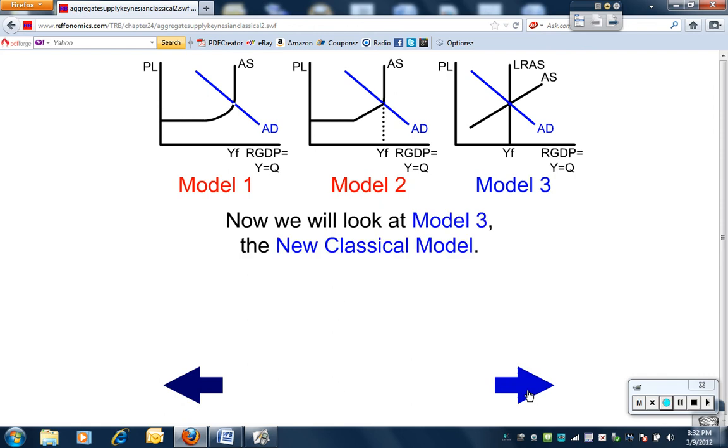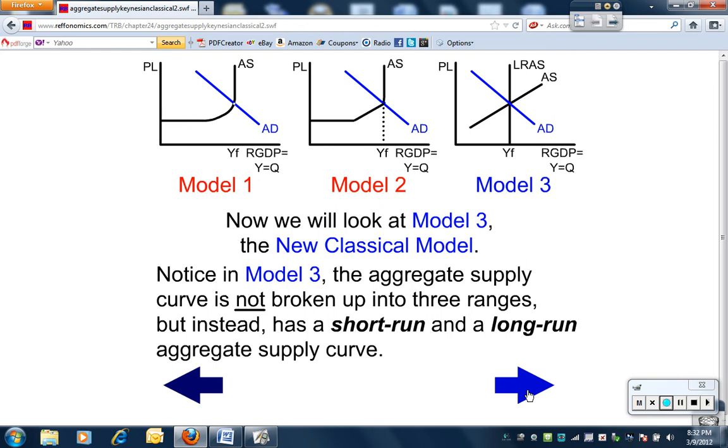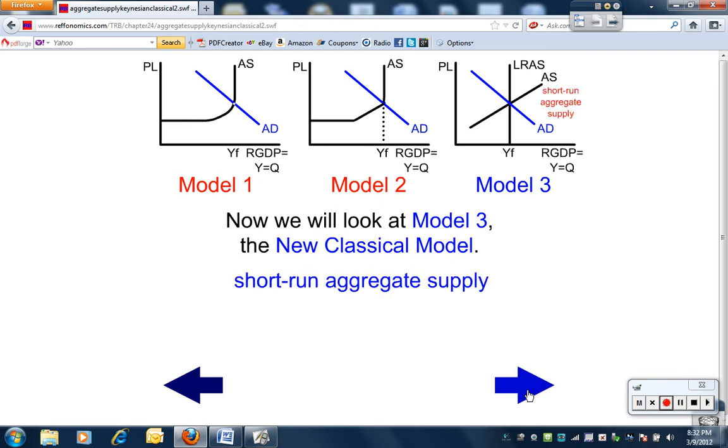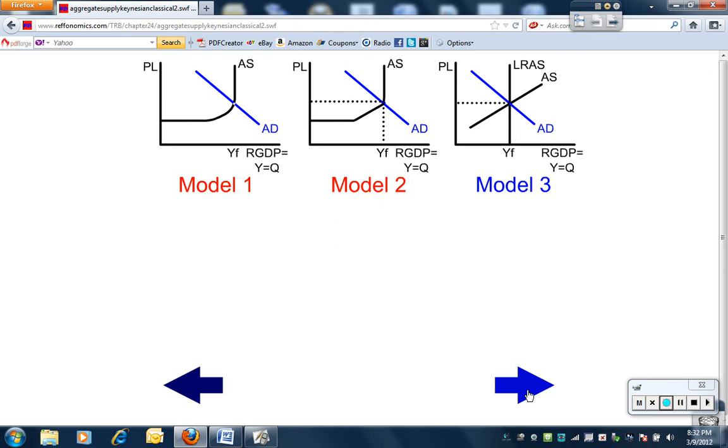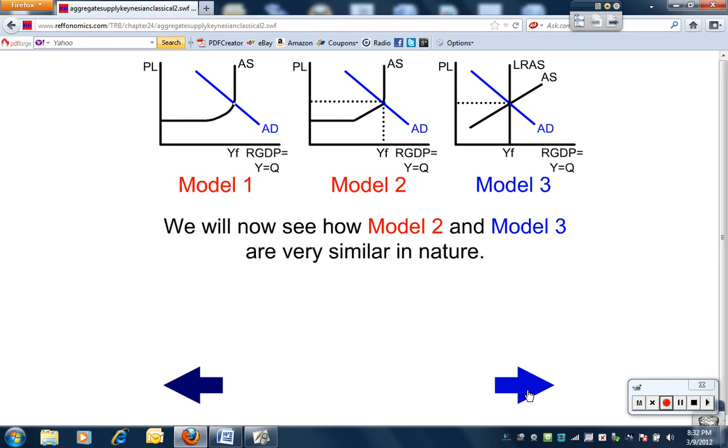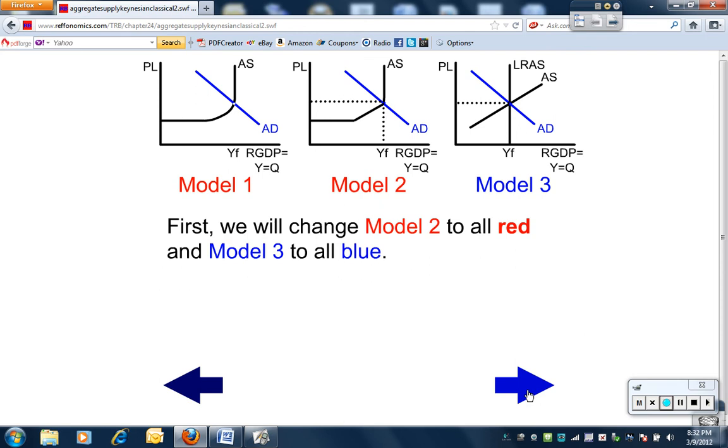Okay. We also look at Model 3, the new classical model of aggregate supply and demand. Notice in this one that the aggregate supply curve is not broken up into stages, but it has a short run and a long run aggregate supply curve. Short run aggregate supply is the upward sloping. Then we have long run aggregate supply, which is this perfectly inelastic curve at full employment. You can now see how Model 2 and 3 are actually very similar. If we overlap the two in a moment, you're going to see how similar they really are.